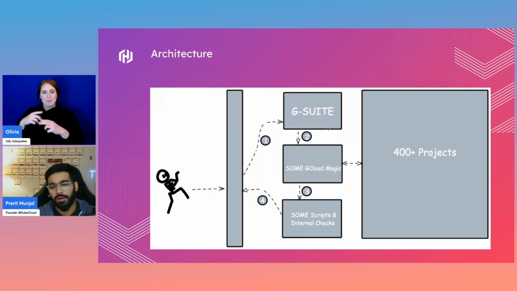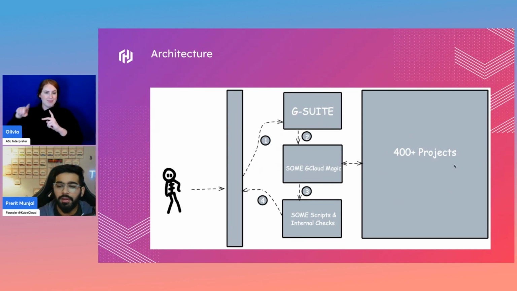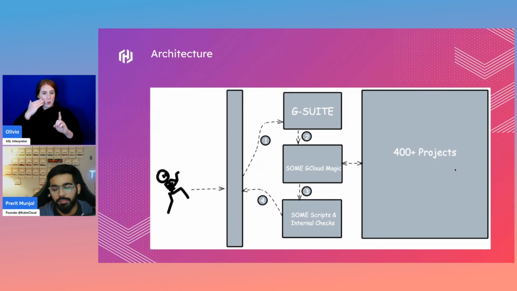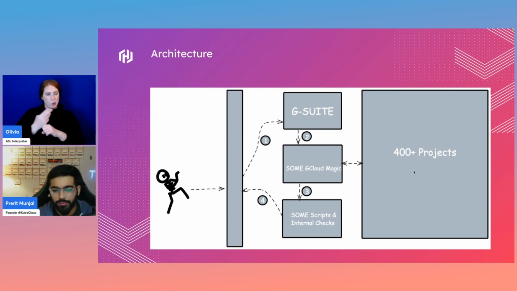Second, some Google Cloud magic would happen. I can't reveal those, but we had very strict policies and a lot of shell scripts doing their part. Every user was granted one project. As we know, in cloud there are multiple projects. We had 400 plus projects, and our algorithm picked one of them and gave it to the user. Okay, this was the simple architecture.